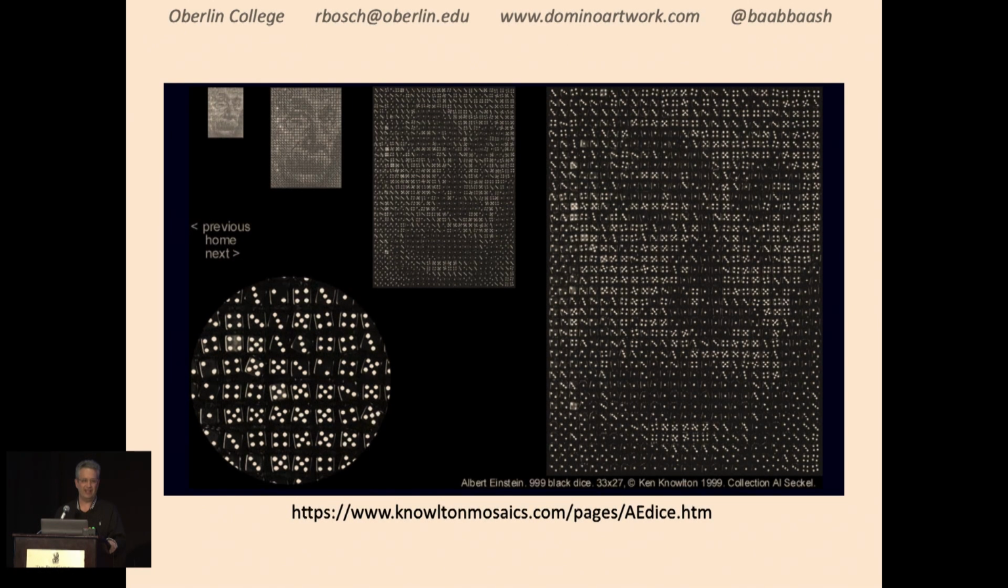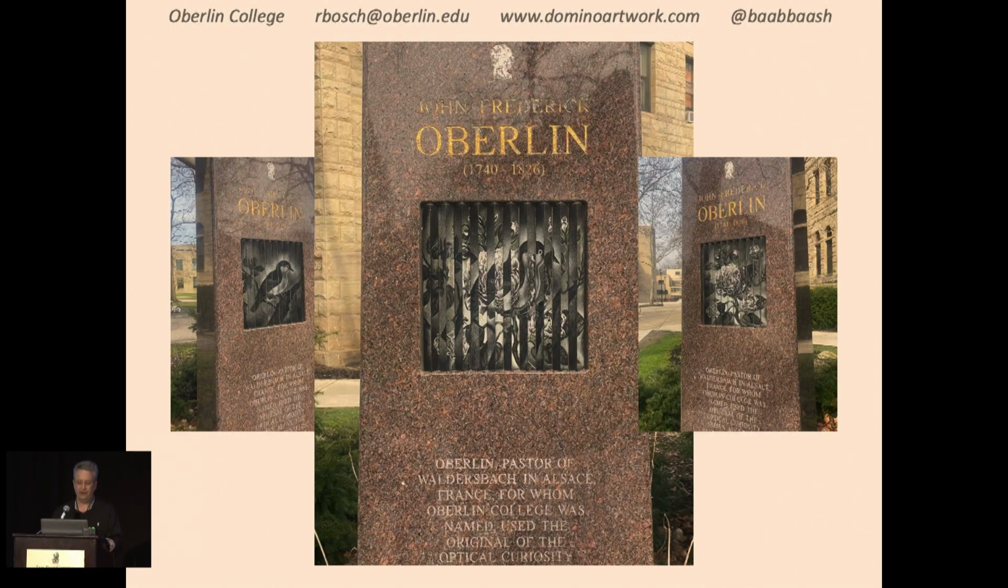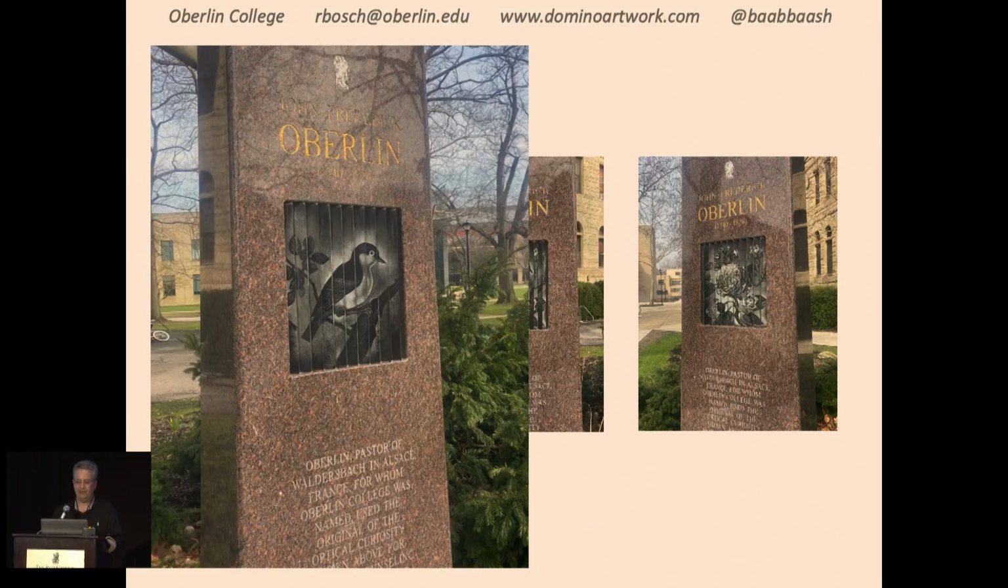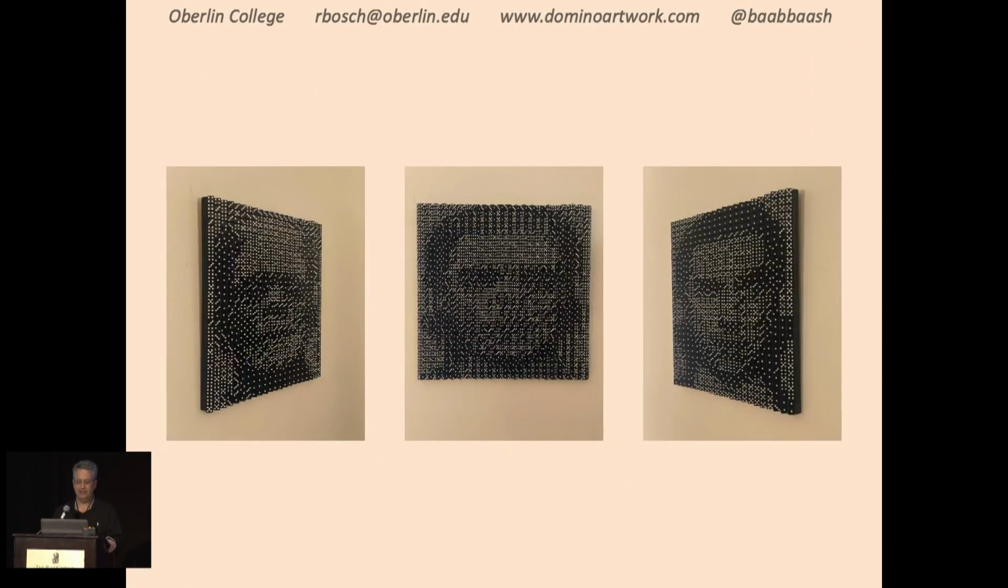This is a famous mosaic done by Ken Knowlton, Albert Einstein in 999 dice. The dice are facing outward, so you see a face of each. But you can do something different. This is inspired by an optical curiosity at Oberlin College. If you get up close to it from the front, you see a mashup of two images. From the left, you see a bird. From the right, you see a rose. And it can be done in dice.